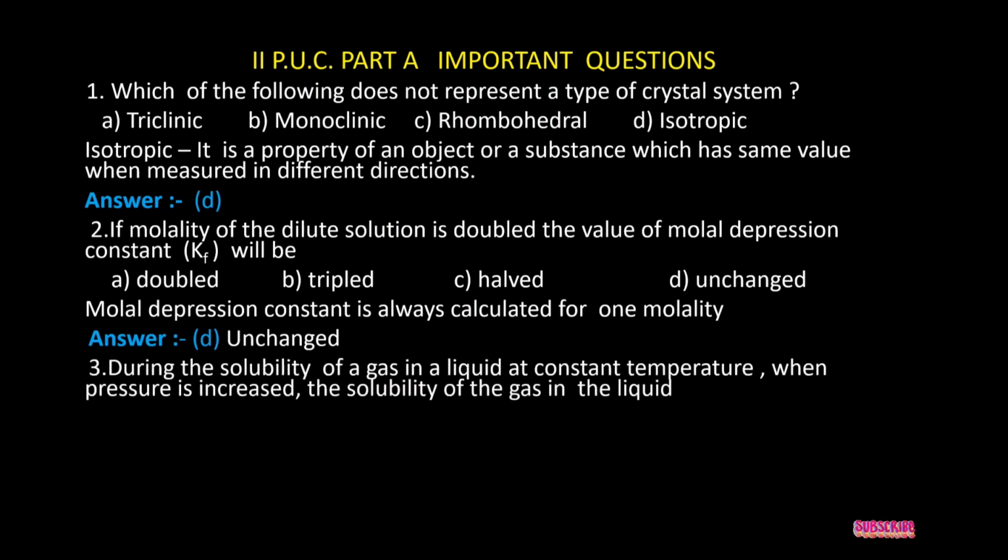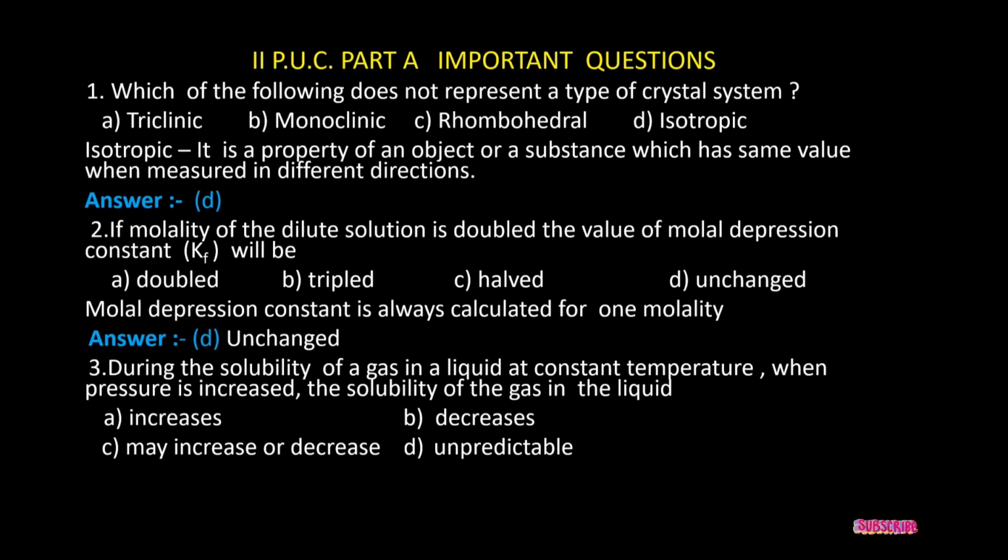Question number 3. During the solubility of a gas in a liquid at constant temperature, when pressure is increased, the solubility of the gas in the liquid: A. increases, B. decreases, C. may increase or decrease, D. unpredictable. Dear friends, the correct answer is option A, that is increases. When pressure of the gas is increased, the solubility of the gas will also increase, because the solubility of the gas in a liquid is directly proportional to the pressure of the gas. Hence the correct answer is option A.